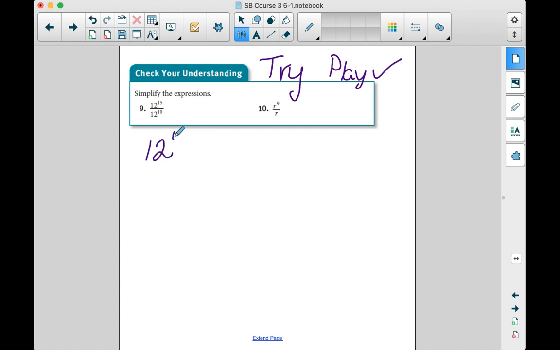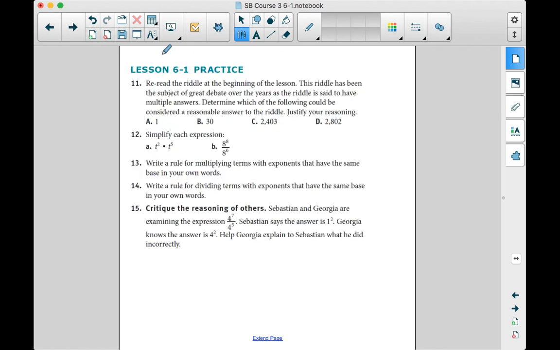Great, so you should have 12 to the power of 15 minus 10, which would give you 12 to the power of 5 as that simplified expression. For the second one, even though it's not written, this bottom denominator is r to the power of 1. So here I have r to the power of 9 minus 1 equals r to the power of 8. So that is my simplified expression.